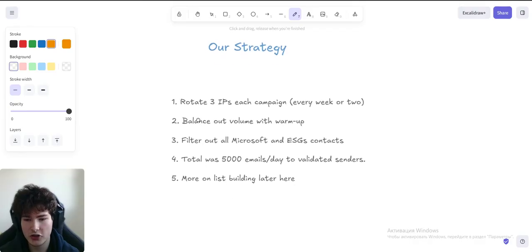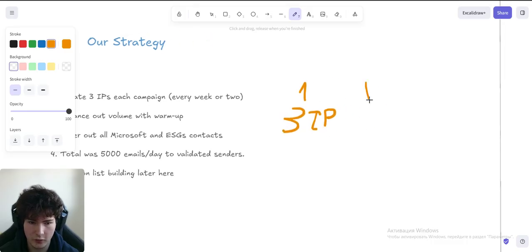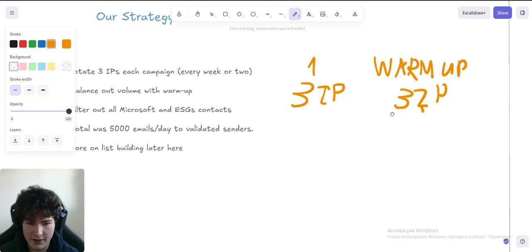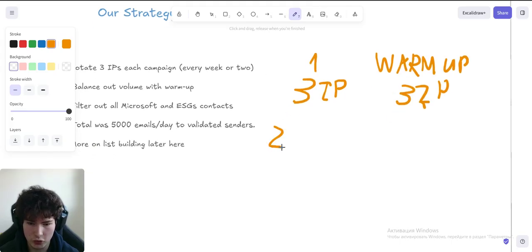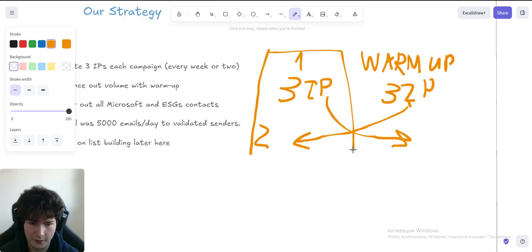Our strategy was rotating 3 IPs each campaign every week or two. Basically, we run campaign number 1, we assign 3 IPs to it, and there were 3 IPs warming up as well. After that, we run campaign number 2 in a week or so, and then we swap. This one that was warming up goes here, and this one goes here to warm up. So basically, that was the process we were doing.